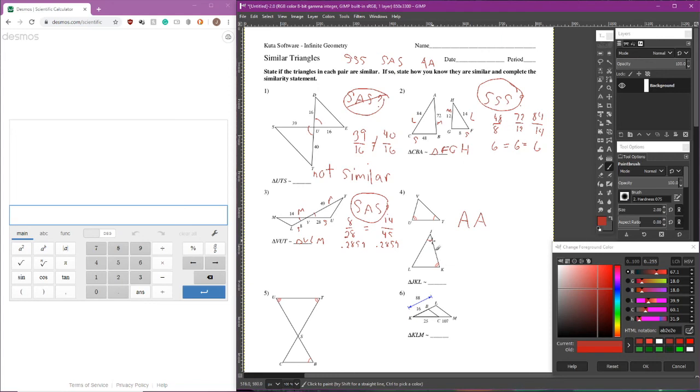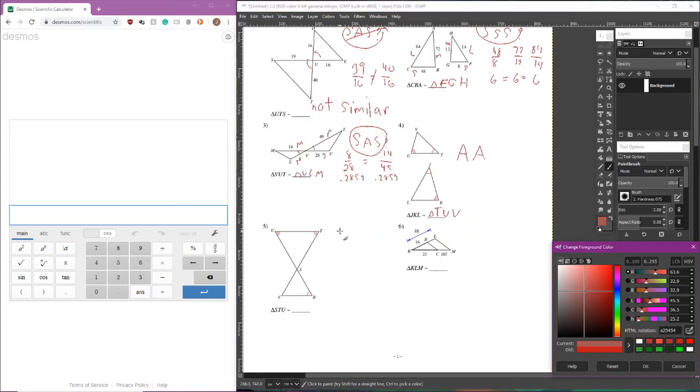And order is also kind of easy because they go J, K, L. J has 1 arc, K has 2 arcs, and L has nothing. So if you go in that order, 1, 2, and nothing, you'll be just great. So write the triangle symbol, and then the angle that has 1 is T. The angle that has 2 is U, and the angle that has nothing is V. So that's T, U, V. Okay, now let's look at number 5.